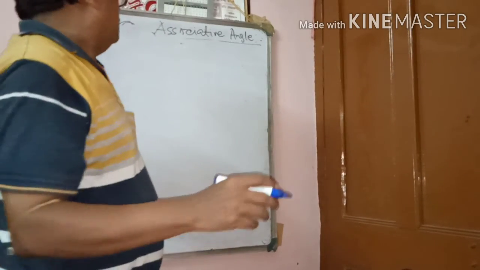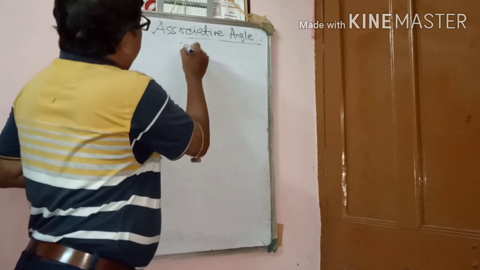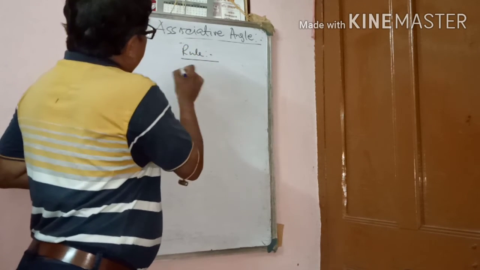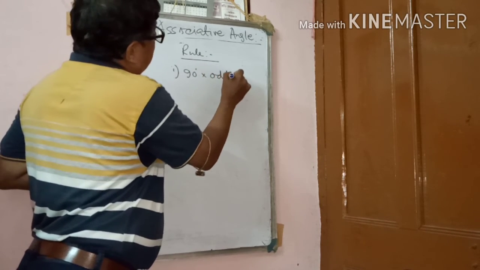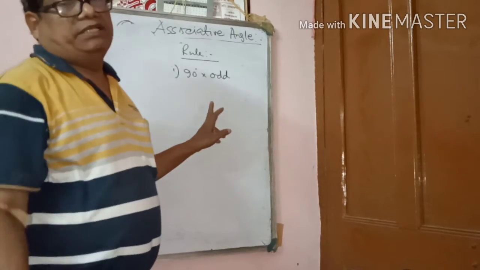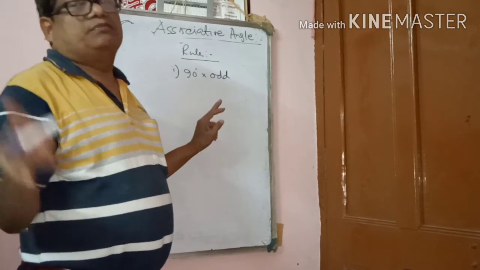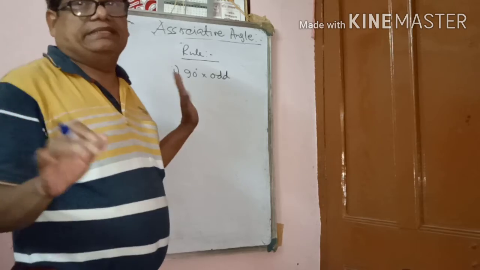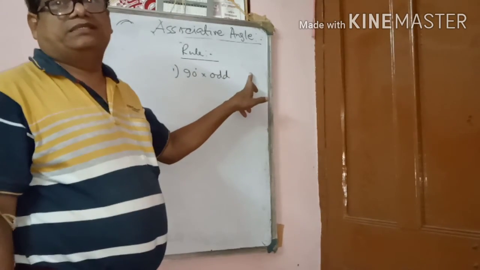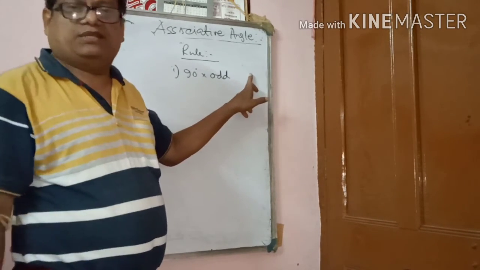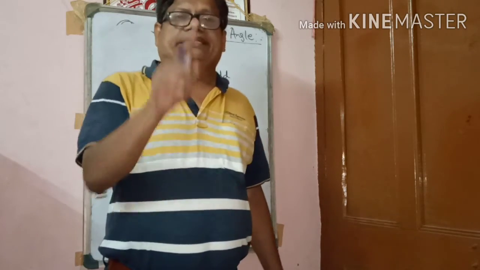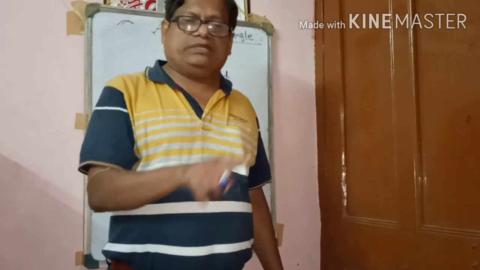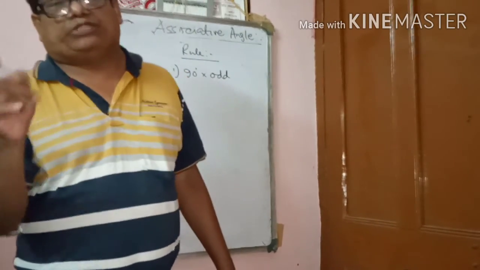See, keep in mind, rules are there. First one, 90 degree into odd multiple, that is odd number. Suppose 1, 3, 5, 7 is like that. Then T ratios are changed. Suppose sin is there, so it will be cos. Cos will become sin. Tan will become cot, cot will become tan. And sec will become cosec, cosec will become sec.